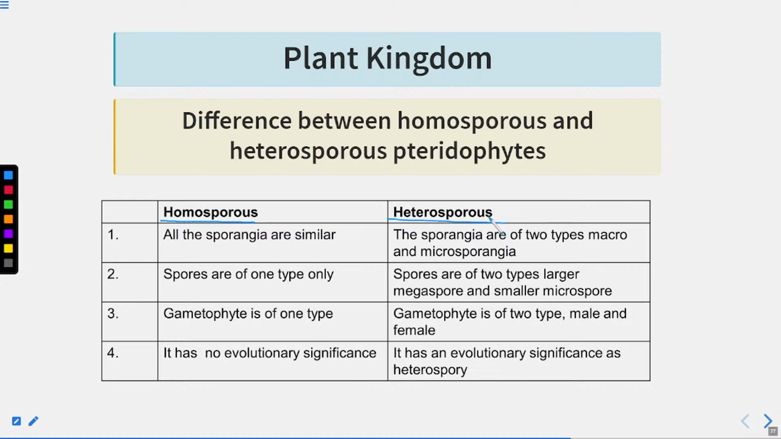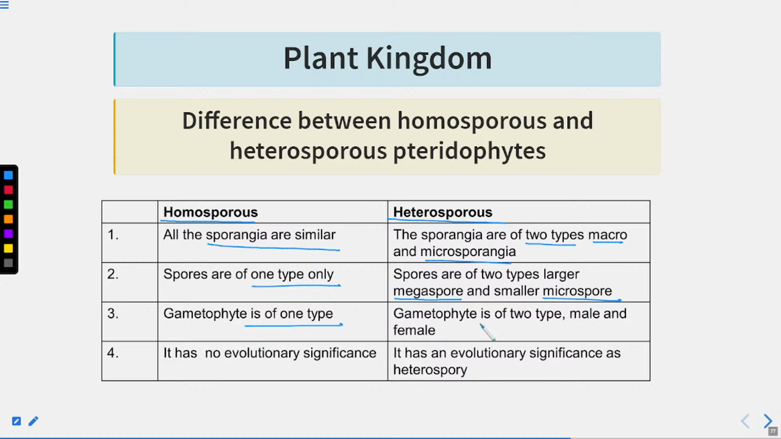Homosporous and heterosporous, because in heterosporous plants two different types of spores are there, microspores and megaspores. In homosporous plants all the sporangia are similar, while here there are two types of sporangia, the macro and microsporangia, right? Spores are only one type because there is one type of sporangia, so only one type of spore they give rise to. And here the two types of sporangia, macrosporangia and microsporangia, will give rise to megaspore and microspore.